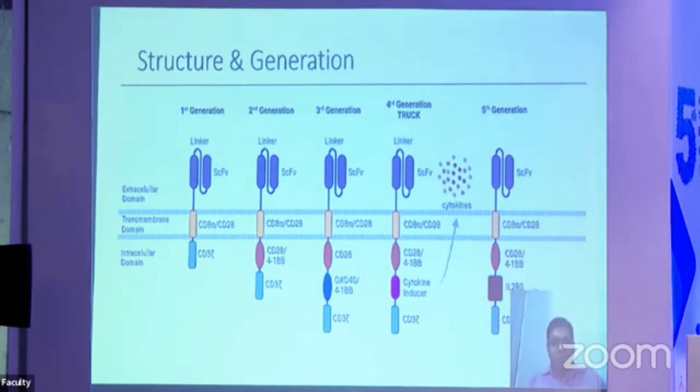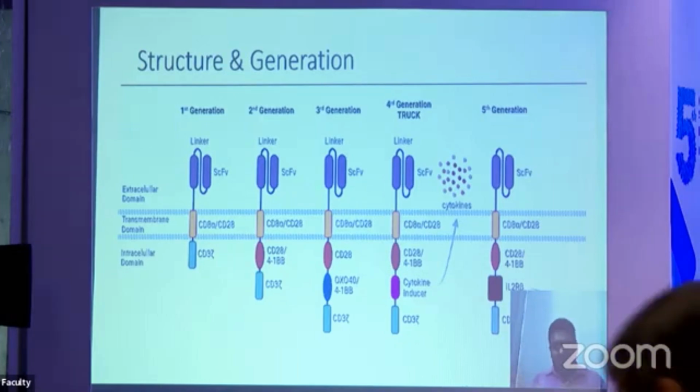What is the extracellular domain made up of? The scFv stands for single chain variable fragment, which is a conglomeration of an immunoglobulin heavy chain and a light chain with a linker. This is actually the part which identifies the tumor antigen. Now it's attached to a linker. The linker is attached to a transmembrane domain and to an intracellular domain. This intracellular domain is nothing but the T cell receptor activation kit.